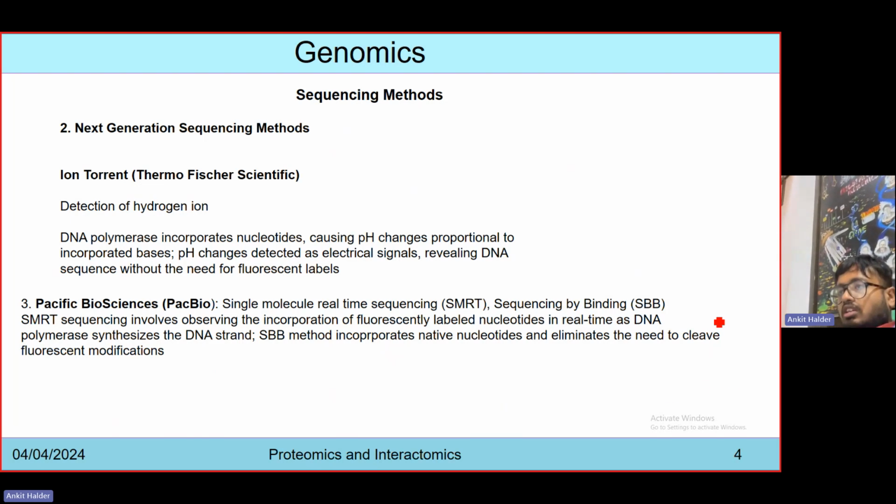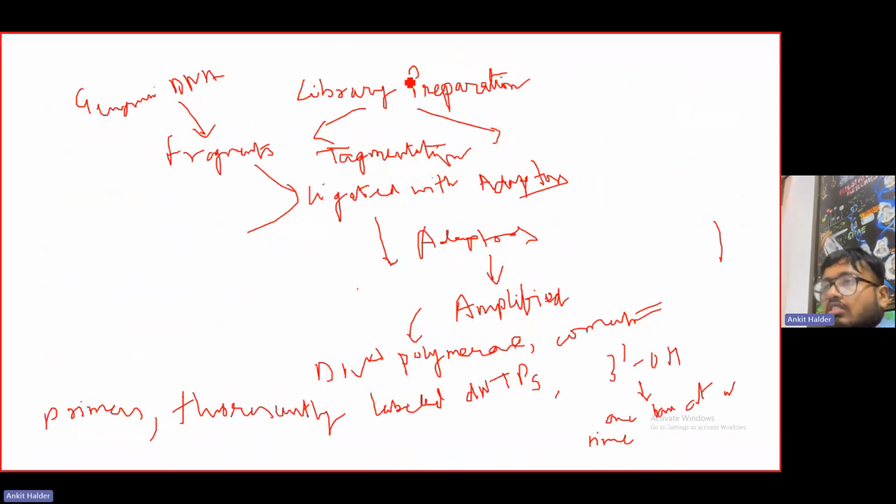Okay, so this is what is known as sequencing by synthesis.